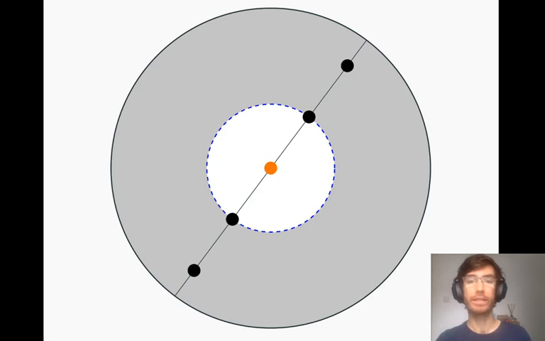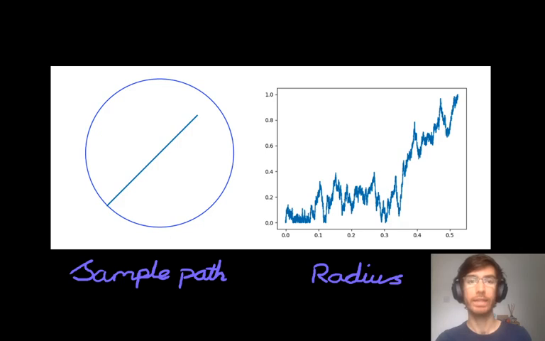Again, this process has a continuous limit, and you can see a sample path of that continuous process on the left and its radius on the right, where you can see that the process spends a lot of time close to the center of the domain and away from the area with the penalty.